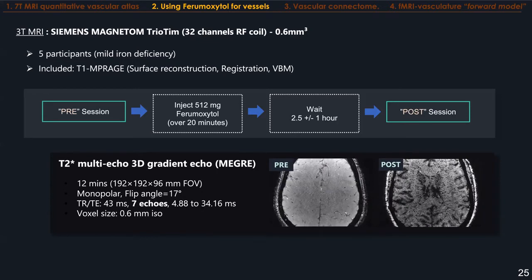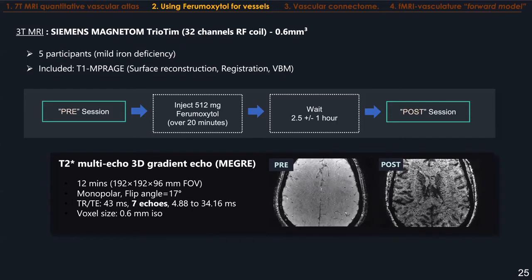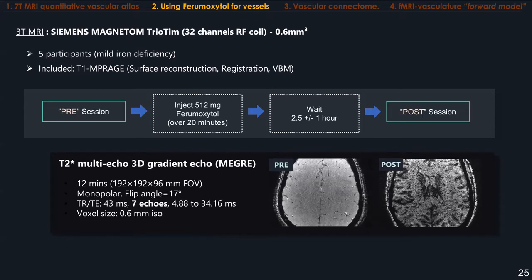So we had a pre-injection session and a post-injection session. Basically, the participant had an injection of 500 milligrams of ferumoxytol over 20 minutes. Then we waited approximately 2.5 hours, and we did the post-injection acquisition. We had 5 participants that were healthy but had a mild iron deficiency. They had this clinical treatment of ferumoxytol, and we imaged them before and after their injection.